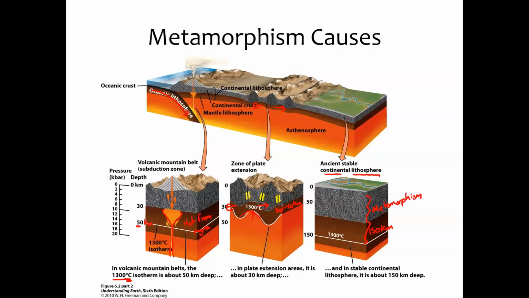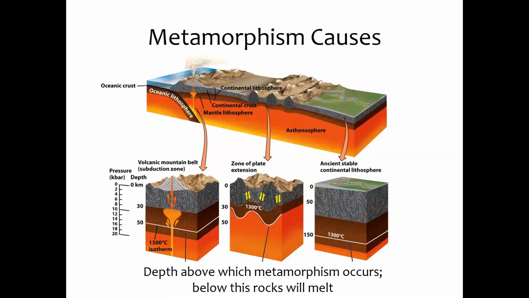But all this area here is going to be metamorphism happening. Same thing over here, but it's probably even shallower that metamorphism starts just because there's so much more heat at these spots. And a similar thing here, metamorphism. So, as I pointed out, this line here at 1300 Celsius shows you the depth above which metamorphism occurs, or at least can occur. And below this, most rocks at Earth's surface will melt. So if you missed that from the first part, think of that as being what these white lines here represent.